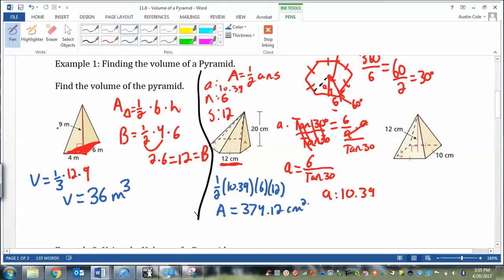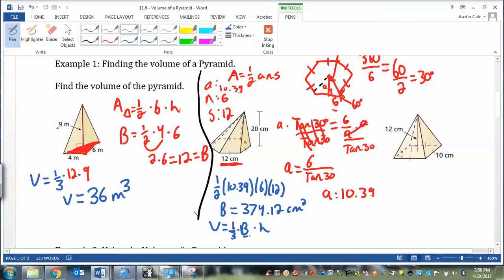So now we have our big B, right? This was area of a hexagon. I'm going to change that because that's really our big B. So big B is 374.12. Now we just need the height, right? We want the volume to be 1/3 area of our base times the height.